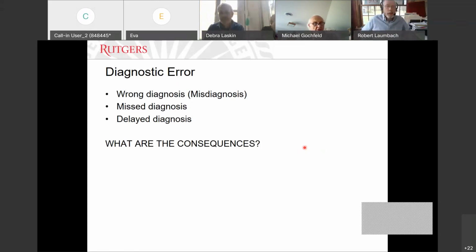So the question is, again, when it comes to false negatives and also false positives, which we know even less about, that there must be some source of diagnostic error. And that leads to either a wrong diagnosis or misdiagnosis, meaning diagnosing something else, or in this case, more likely missing the diagnosis, not diagnosing the disease when it's there, and then also potentially delayed diagnosis. And these all have different consequences.